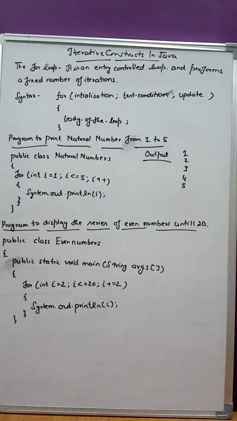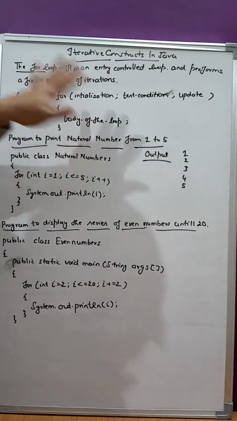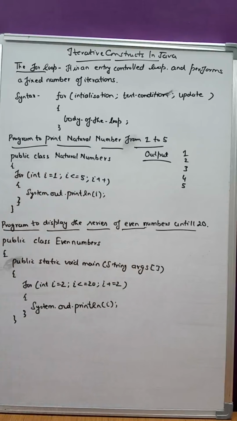So children, in the earlier video we discussed the difference between the entry control loop and exit control loop. Now in this video we will discuss the for loop. I have already told you that the for loop is an example of an entry control loop and performs a fixed number of iterations. That means if you already know the number of times you have to repeat the process, then you will apply the for loop.